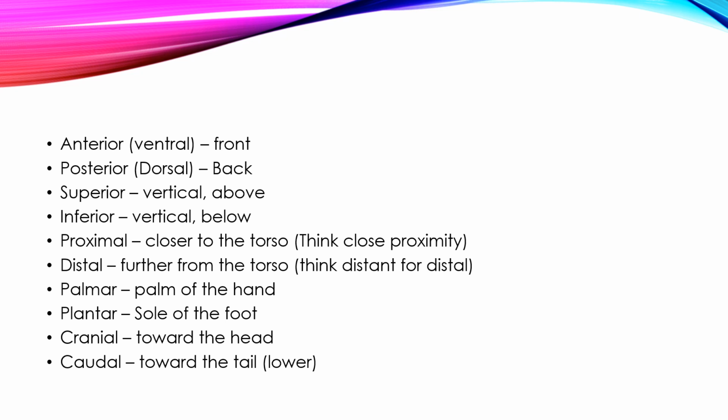So proximal, think about close proximity to something. They're close to the torso. Something that is distal is far from the torso, or think about distance, putting distance on something. Palmar, it has the word palm in it. Please. This is one of the easiest terms you'll ever see. It refers to the palm of the hand. Plantar, think about planting your feet.